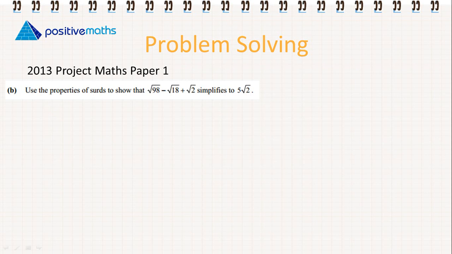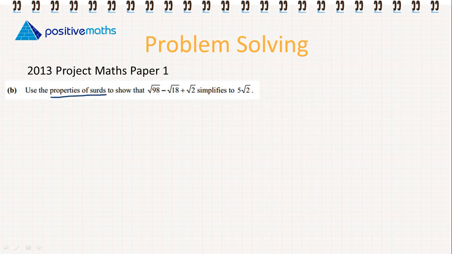So the next question we're going to look at is part B from the same question we just saw before. Use the properties of surds to show that the square root of 98 minus the square root of 18 plus the square root of 2 simplifies to 5 times the square root of 2.